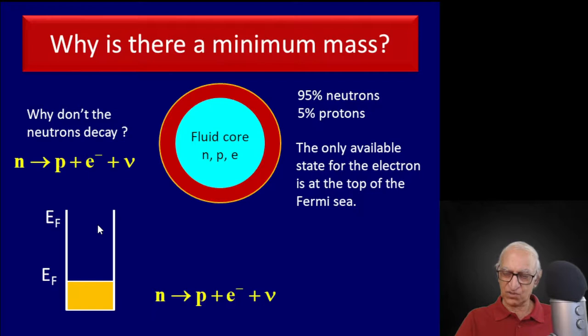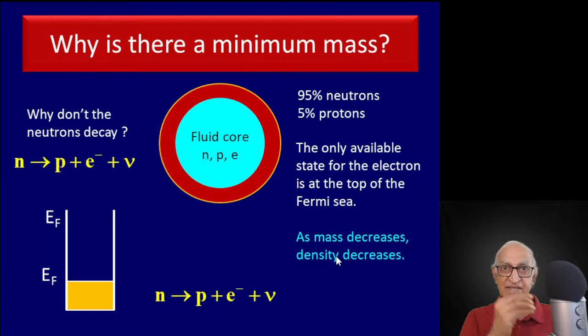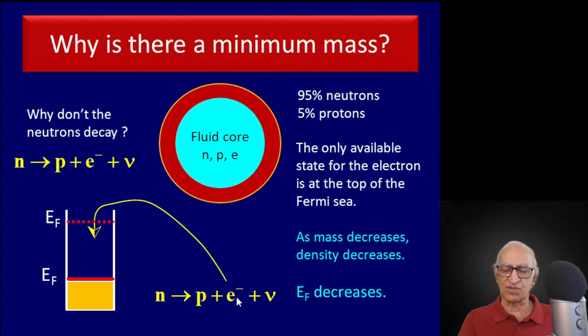So all this remains so. As the mass of the neutron star decreases, well, the mass of a given neutron star doesn't decrease. What I mean is, if you have a sequence of neutron stars of different masses, then as I go to smaller and smaller masses, the mean density decreases and the Fermi energy decreases. Whereas the Fermi energy for a 1.4 solar mass neutron star was many millions of electron volts, when the mean density decreases, the Fermi energy will come down. And this electron can now go and sit over there, and therefore this process is now allowed.